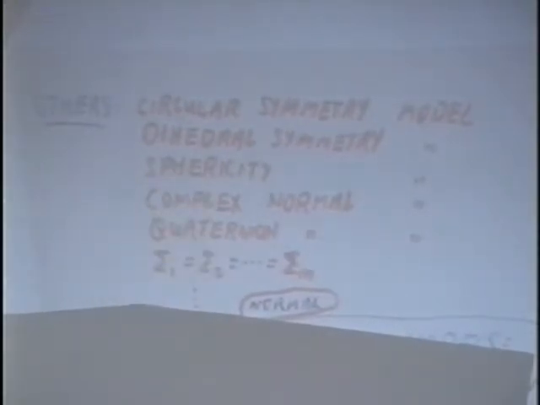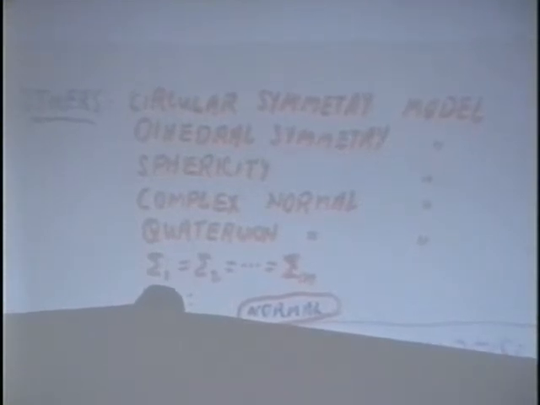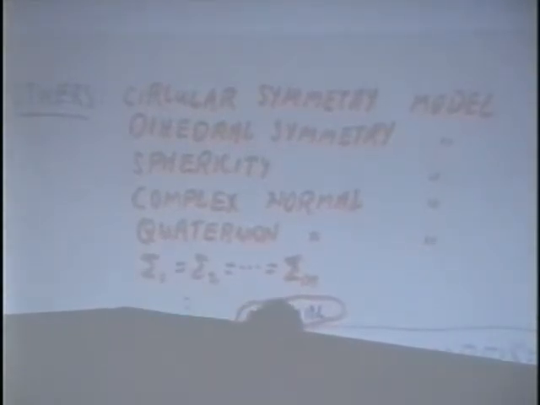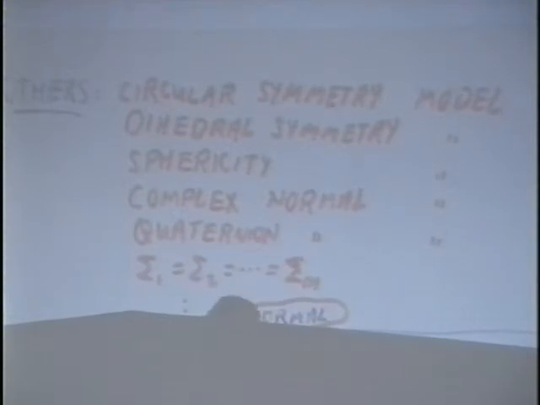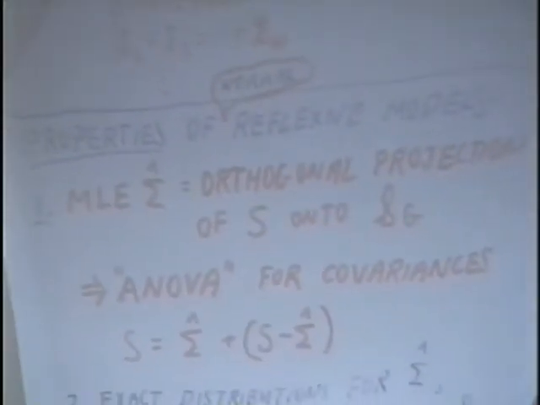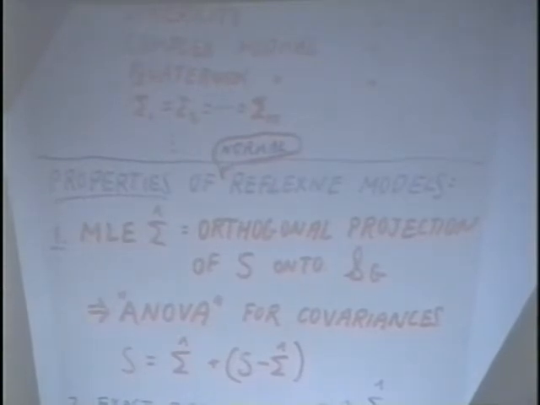Sphericity model, chapter 9 of Professor Anderson's book, the complex normal, the quaternion normal, which isn't so familiar to us, the model which expresses the fact that we have equal covariance matrices in N, or K I should have used, independent populations. That, again, can be expressed in terms of group symmetry. All these reflexive models have very nice properties, assuming normality. My comments are restricted to that case today.